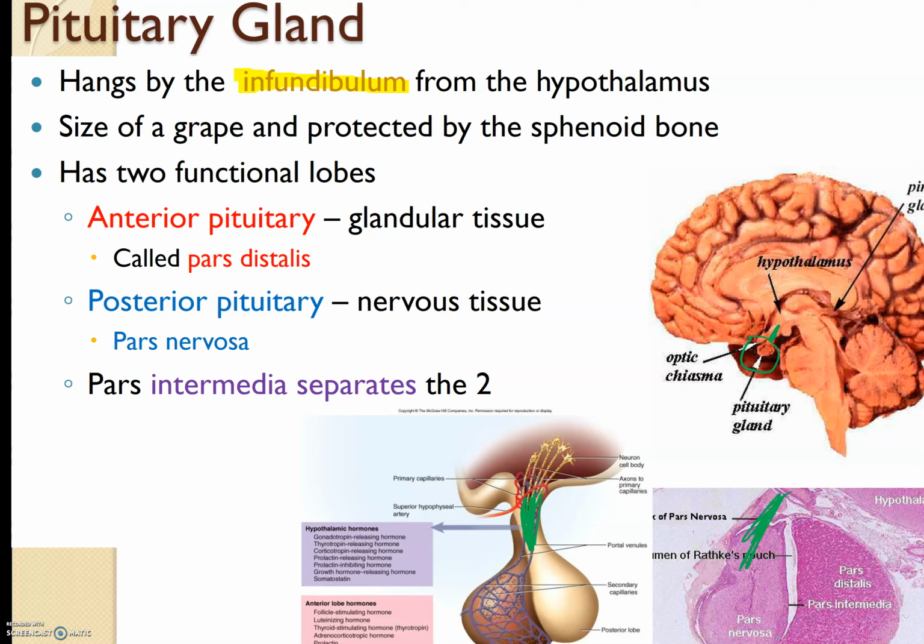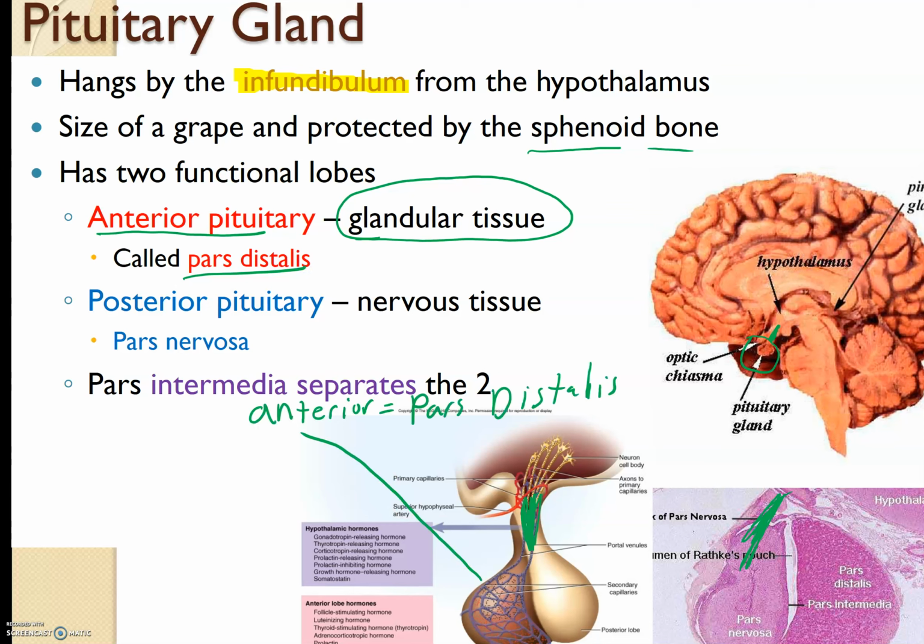So it's the size of a grape, protected by the sphenoid bone, and has two functional lobes. The anterior pituitary is all glandular tissue. This develops from epithelial tissue. Now, because it's further from attachment, this would be called the pars distalis. And this has always bothered me because some of the histology slides make it look like the pars distalis is closer to the hypothalamus, but in reality, it's getting pushed by how they make the slide. So this would be the pars distalis.